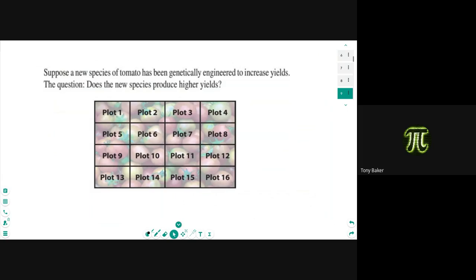Is there any other variables that can impact this? Or any other confounding variables that we could have? Soil. Give me one. Soil's good. What's another one? Water. Sunlight. Anything else? Types of fertilizer. Okay. Maybe whether there are any pests present.